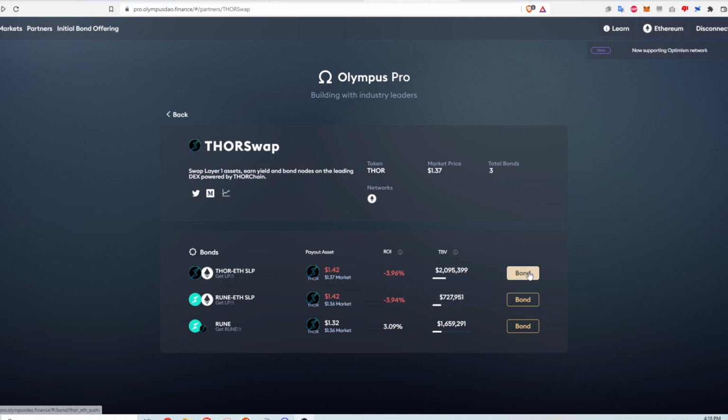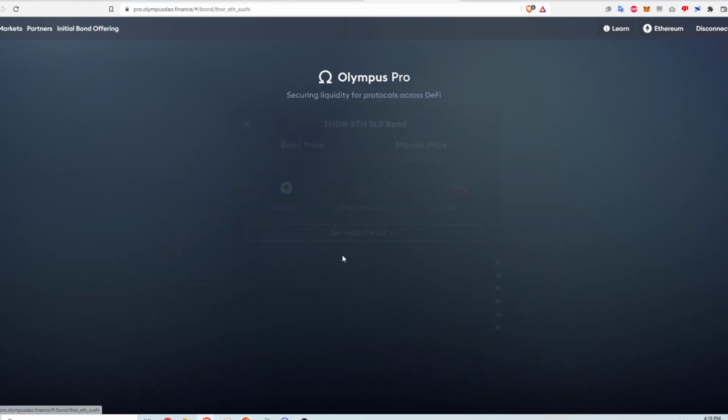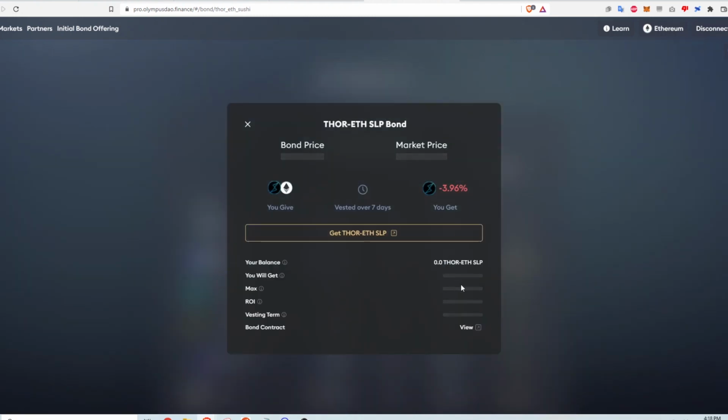The last thing to keep in mind is that if I'm bonding to get some discounted THOR tokens, then there is a vesting term that I have to wait until I get all of the tokens. So on THORSwap, this vesting time is 7 days. So that means I won't get all of the THOR tokens that I've bonded until 7 days have passed. In those 7 days, the THOR token could move in price. And if it goes down enough, then I could have bought the THOR tokens at a lower price, and this would not be a good strategy. But if the THOR token went up sufficiently in price and I bought it at a discount, then I can immediately sell it for a quick profit.